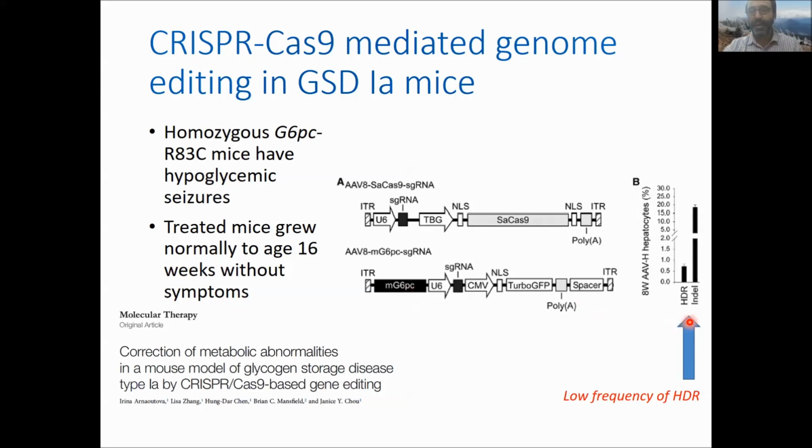Now the drawback here is that, although it worked well, it was in less than 1% of the cells where the homology-directed repair actually fixed the variant. So this too needs further development.